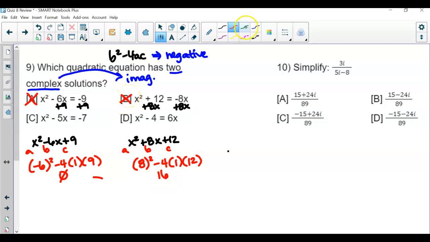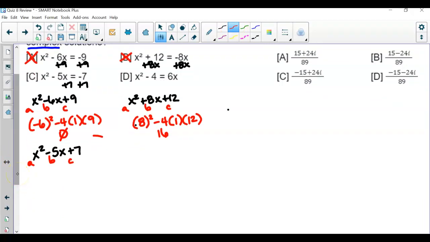So now let's go to C. Again, add 7 to both sides of the equation. So now you have x squared minus 5x plus 7. Now I can identify my A, B, and C because it's equal to 0. Now I can go through and solve the discriminant. So negative 5 squared minus 4 times 1 times 7. So now when you solve this, you should get negative 3. So that's why here the answer was C.